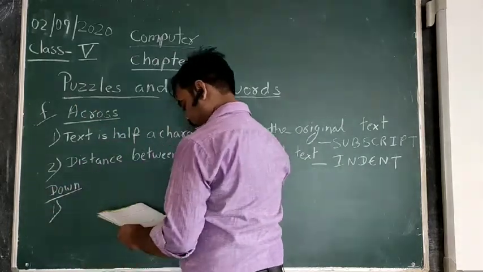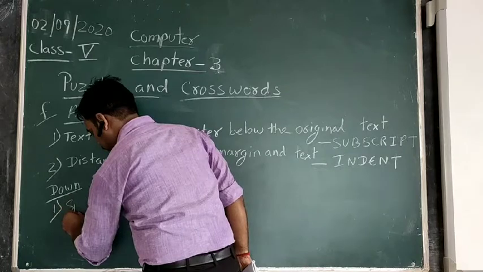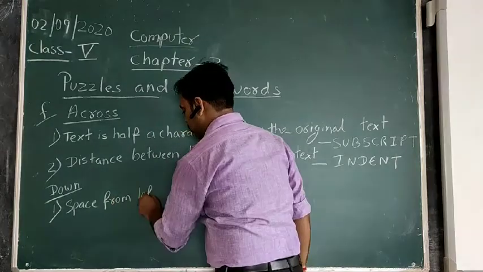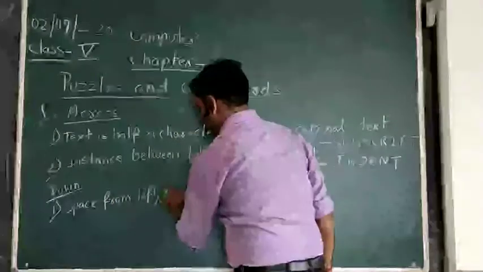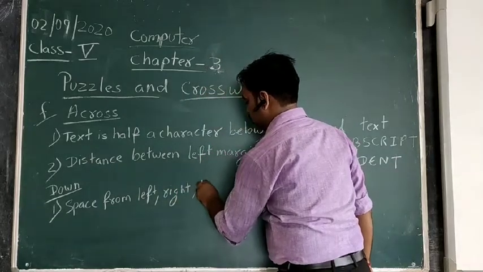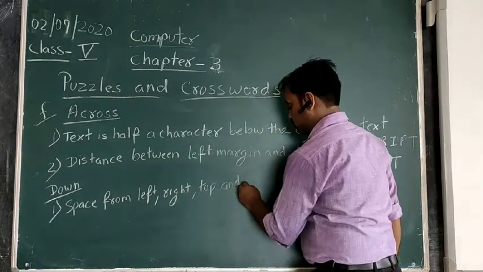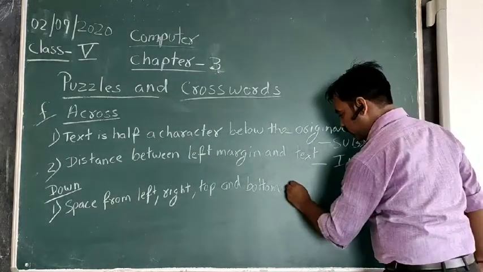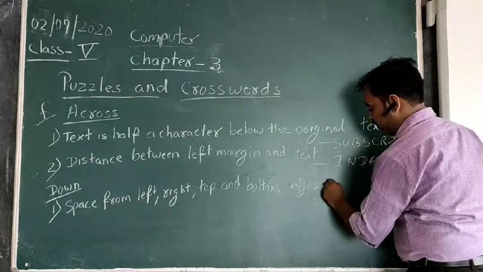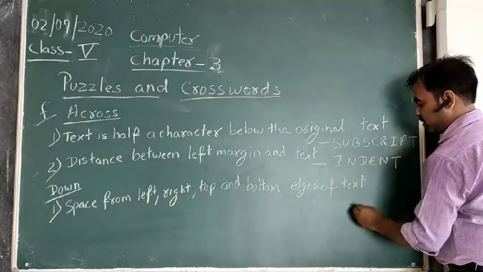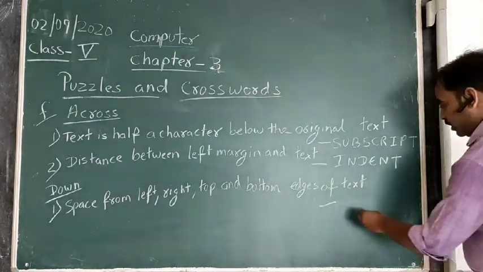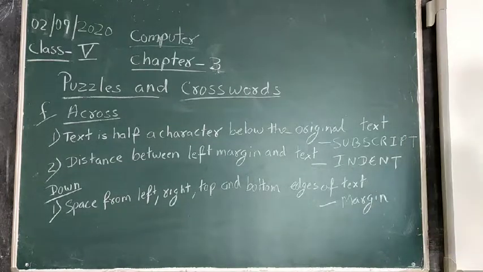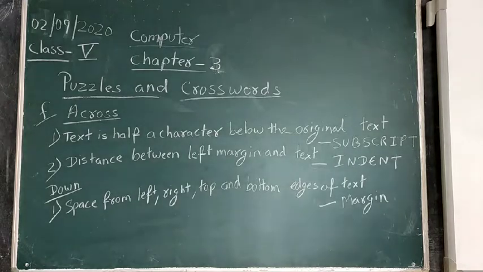The first one is a space from left, right, top and bottom edges of text. The correct answer is margin. Okay. So this is the crossword related to the third chapter.